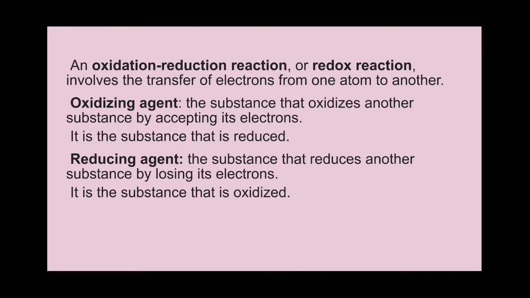An oxidizing agent is a substance that oxidizes another substance by accepting its electrons, and it is reduced. However, a reducing agent is a substance that reduces another substance by losing its electrons, and that is oxidized. So we said that when an atom loses its electrons, another atom has to accept or gain those. The one that gains them is called an oxidizing agent, and vice versa with the reducing agent. So the oxidizing agent is always reduced and the reducing agent is always oxidized.